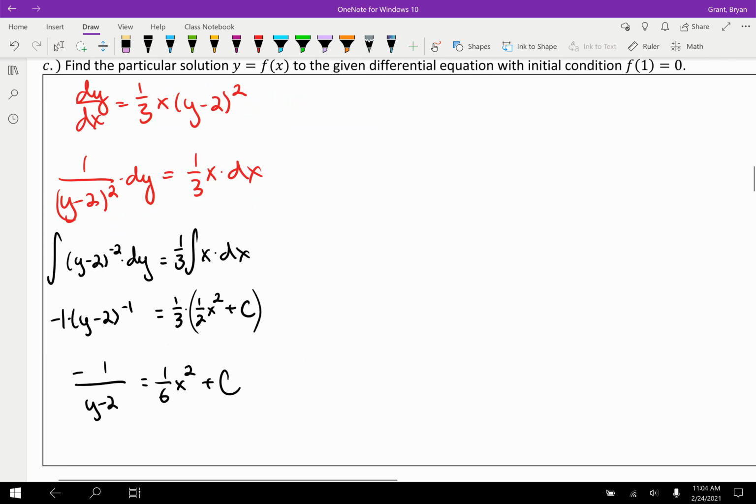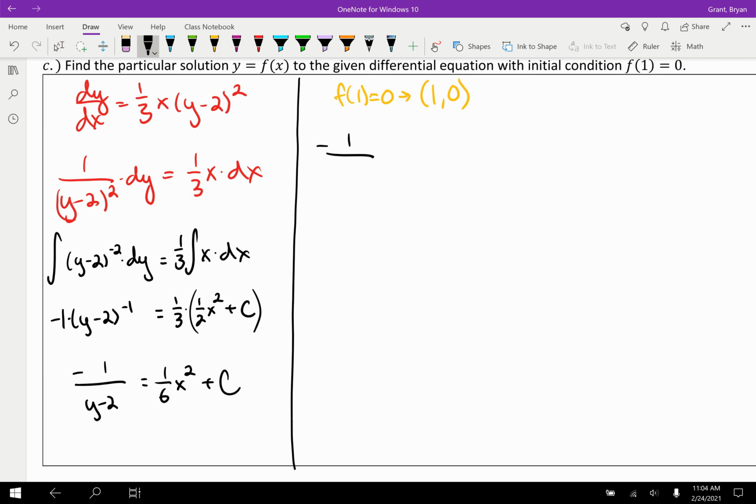The next part, and I usually split my paper into 3 sections here, the next part is using the initial condition, right? My initial condition given to us is that f of 1 is 0, or if you write it in coordinate form, 1, 0. So let's start with our -1 divided by, I'll leave the y blank here, 1/6 blank plus c. We know the input is 1, the output is 0, and now we start isolating c.